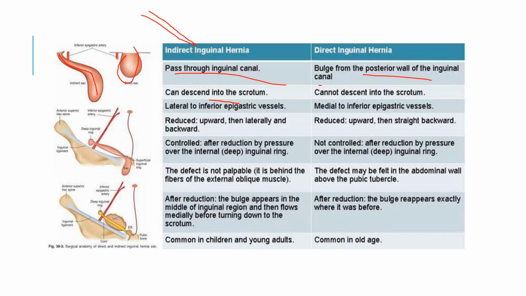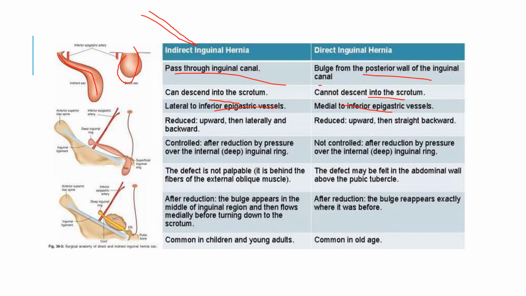Indirect inguinal hernia can descend into the scrotum. Direct cannot descend into the scrotum because it comes directly from the defect on the abdominal wall. Indirect is lateral to the inferior epigastric vessel, that is, outside the Hesselbach triangle. Direct is medial to the inferior epigastric vessel, or in the Hesselbach triangle.